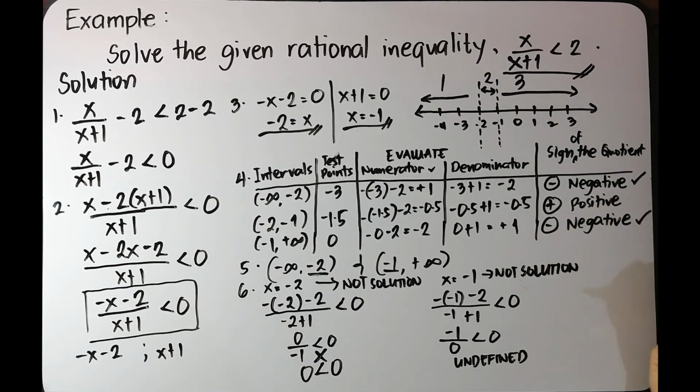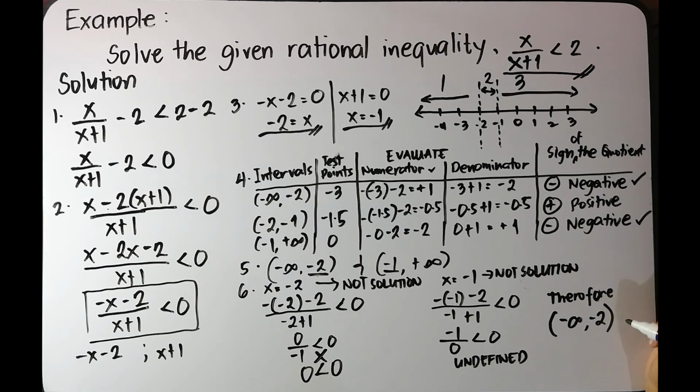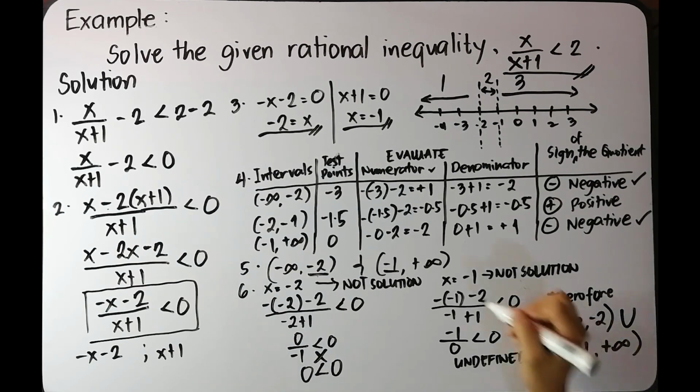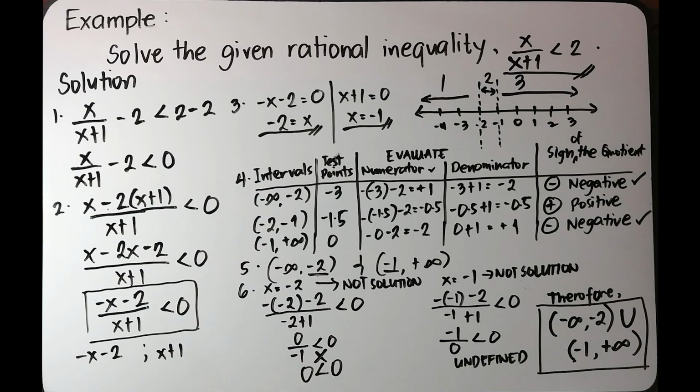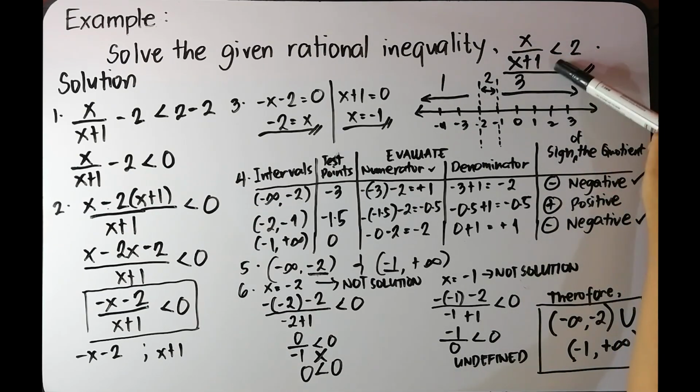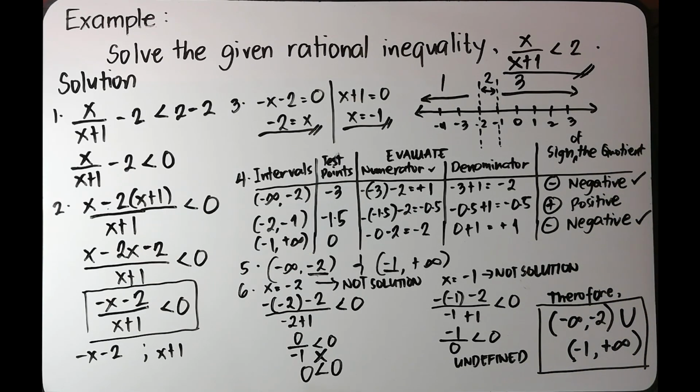Therefore, the solution set in interval notation is this one. So this is our solution set. So we have x, your first interval is negative infinity to negative 2. So it's just enclosed with a parenthesis because it's not part of the solution. And union with negative 1, comma, positive infinity. So it's also enclosed with a parenthesis because negative 1 is not part of the solution. So this is the solution set for the given rational inequality, which is x over x plus 1 less than 2. So that's it for solving problems in rational inequality.